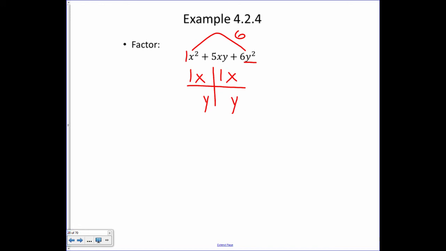So we need two numbers that multiply to give you 6 and add to give you 5. Well, 2 and 3 multiply to give you 6 and add to give you 5. And so our solution here, x plus 2y and x plus 3y.